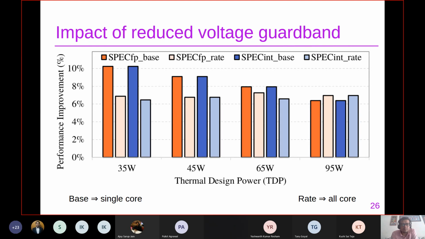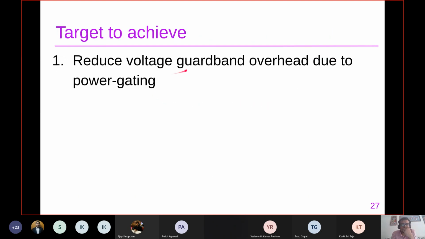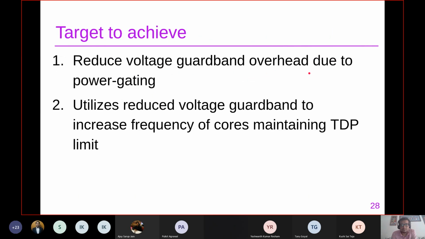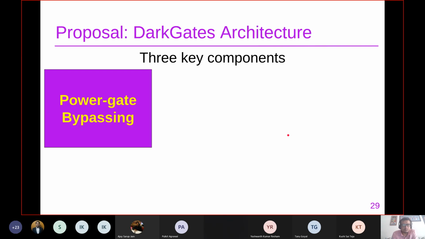So now this motivates us to come to the conclusion that we need to target to reduce the voltage guard band overhead due to power gating, and then utilize this reduced guard band voltage to increase the frequency of the cores by maintaining the TDP limit. So now let us see how the proposal DarkGates work.